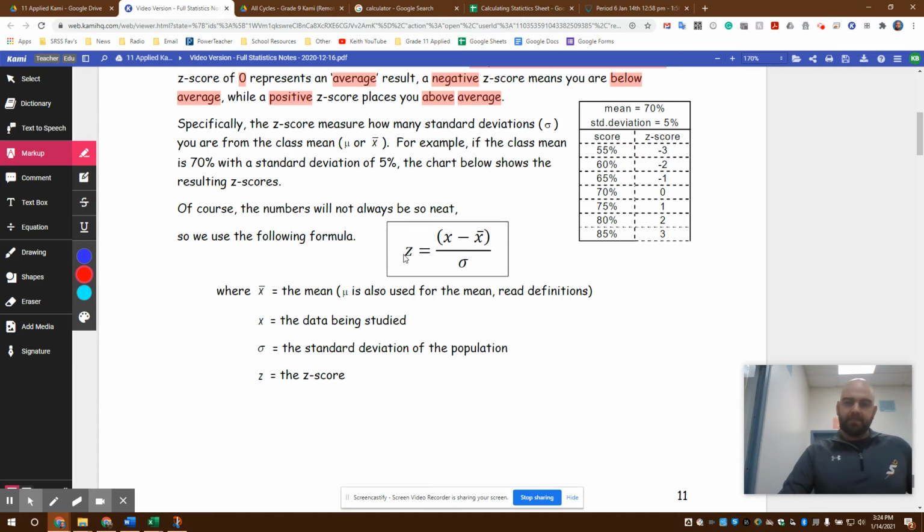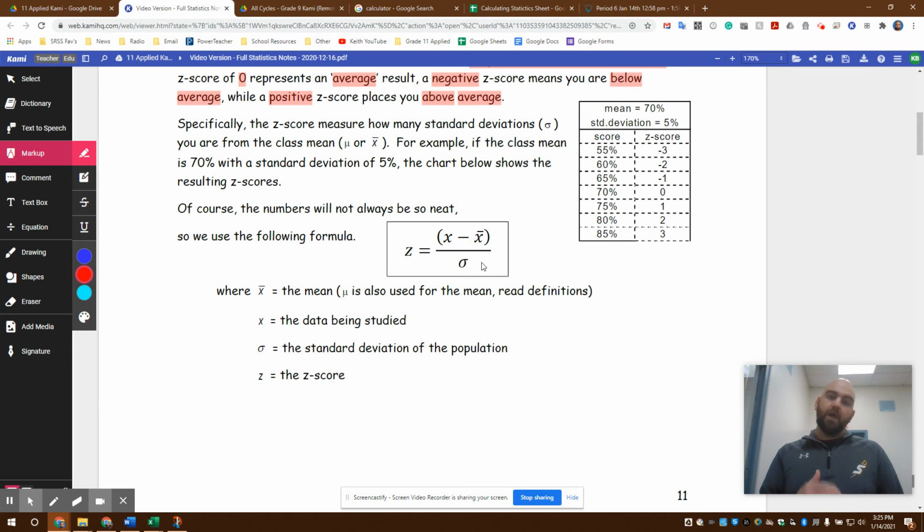A Z-score is represented by the letter Z. To find it, we take X, our data point, and subtract the mean: X minus X bar, and then we divide that by the standard deviation. This tells us how many standard deviations you are away from the mean. If you are at 75, it'll be 75 minus 70 divided by 5, which gives us 1. That represents that you are 1 standard deviation above the mean.